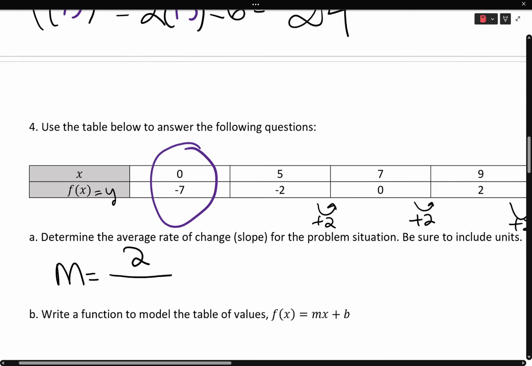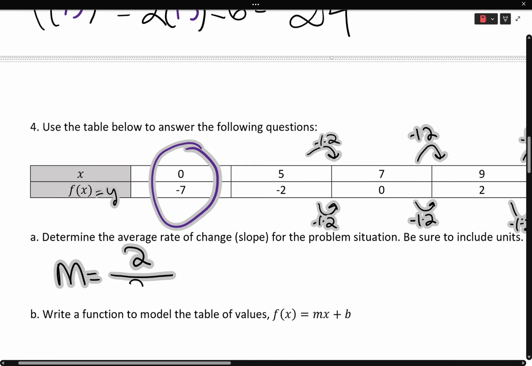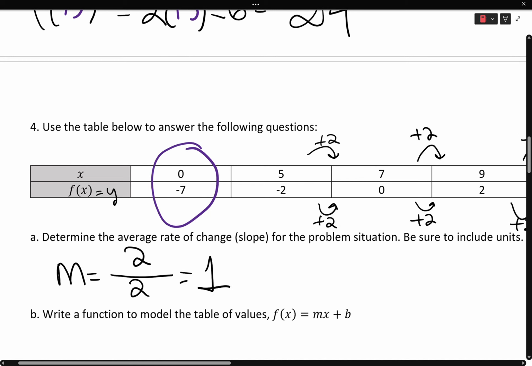How about the pattern for our x's? Plus 2, plus 2, plus 2. Fantastic. We got the pattern for our x's. I'm going to rewrite that plus 2 because that looks ugly. All right. So 2 over 2, which is 1.